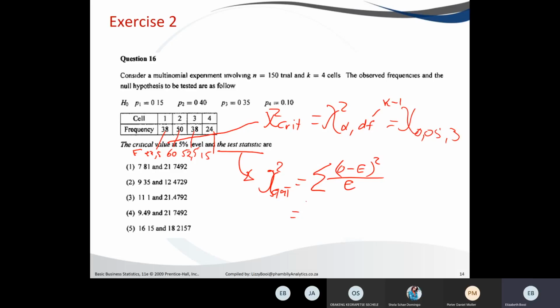And your observed will say 38 minus 22.5, and you square the answer, divide by 22.5, plus you do the same, 50 minus 60, the answer you square, divide by 60, plus you do all of them, and you calculate, and when you've done, the answer you will get will give you 21.7492, which makes option number 1 the correct answer.